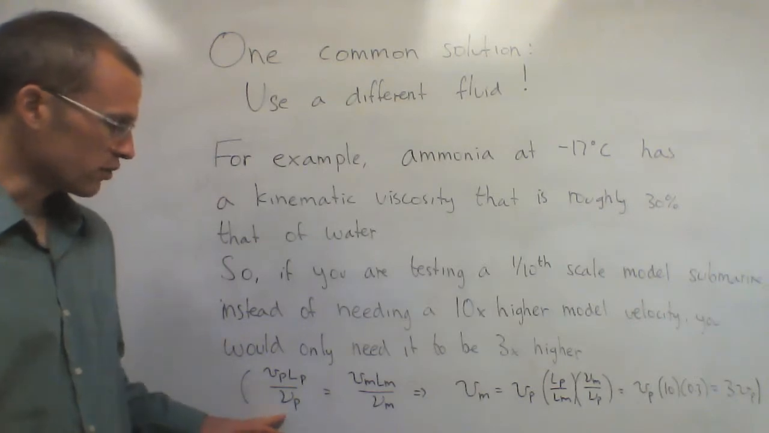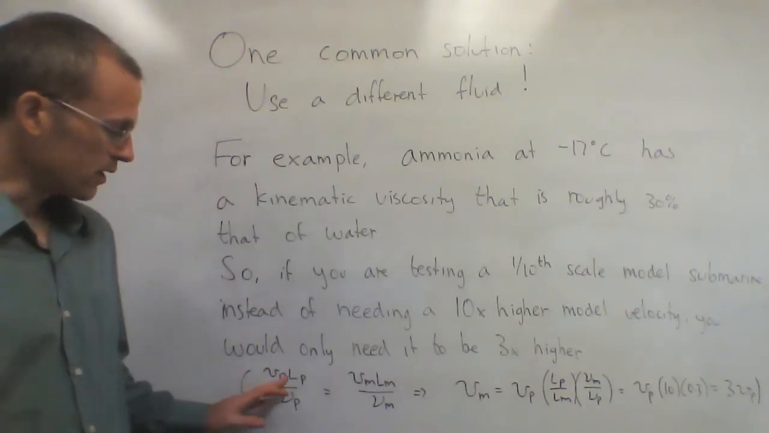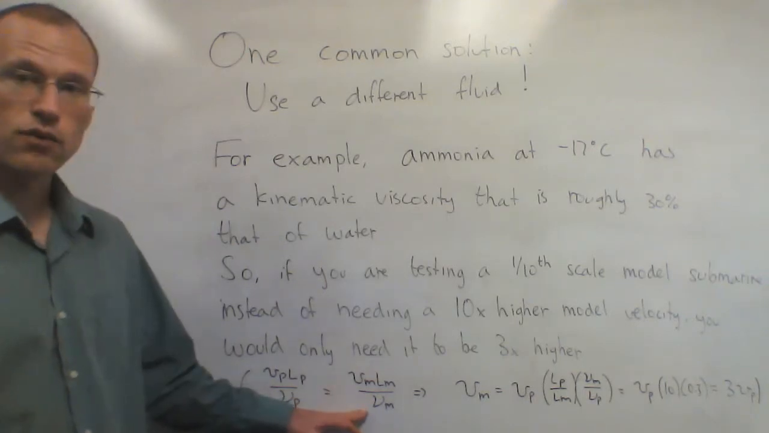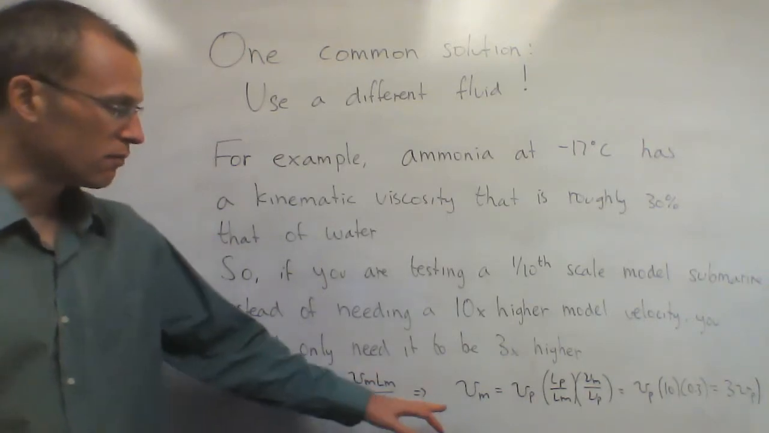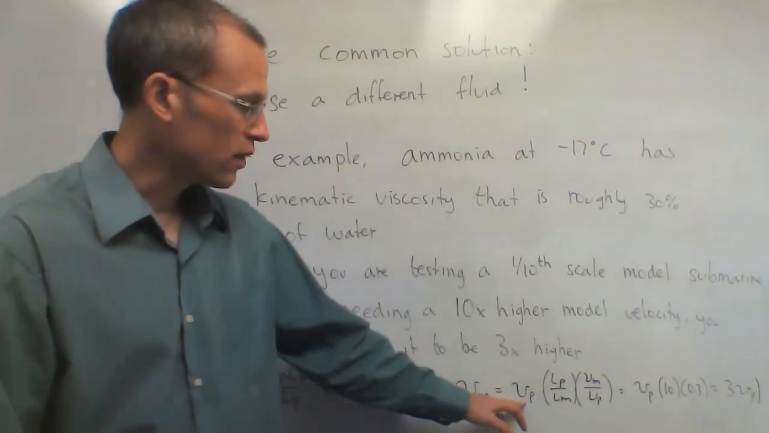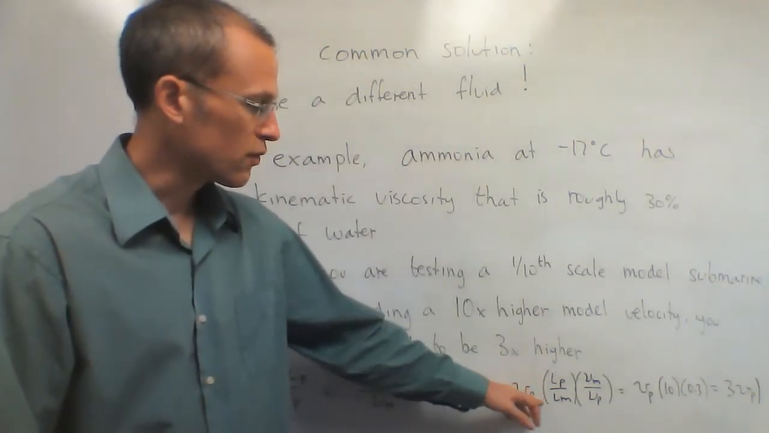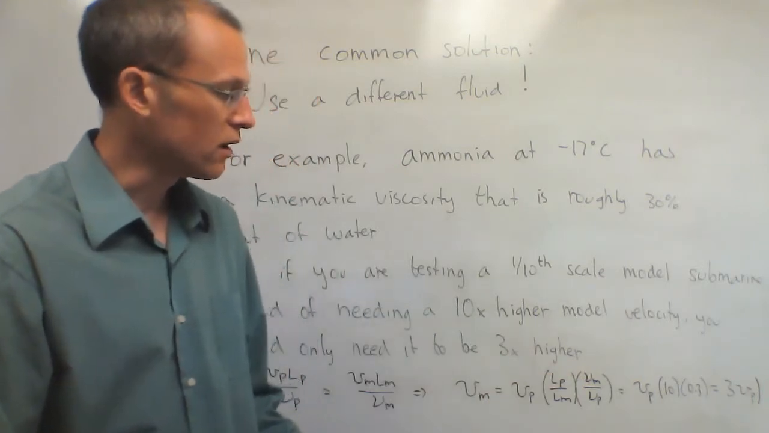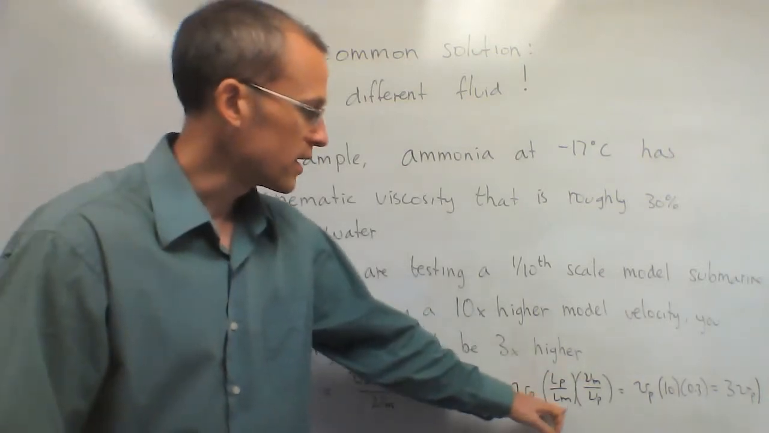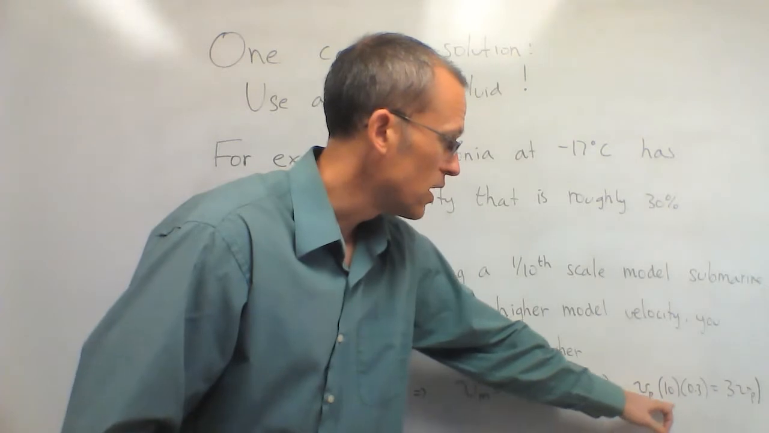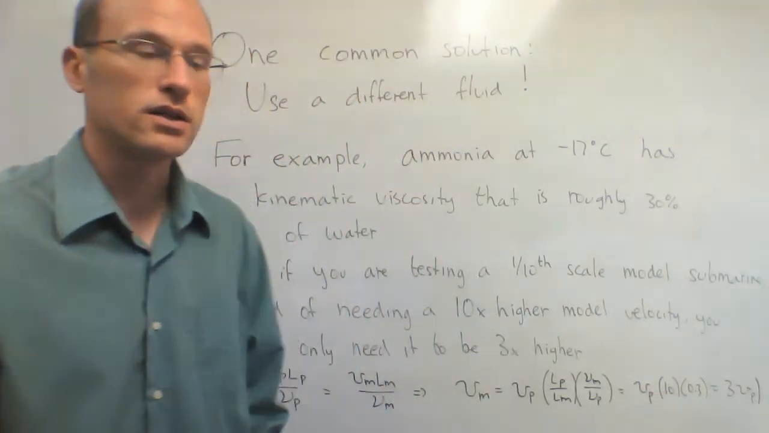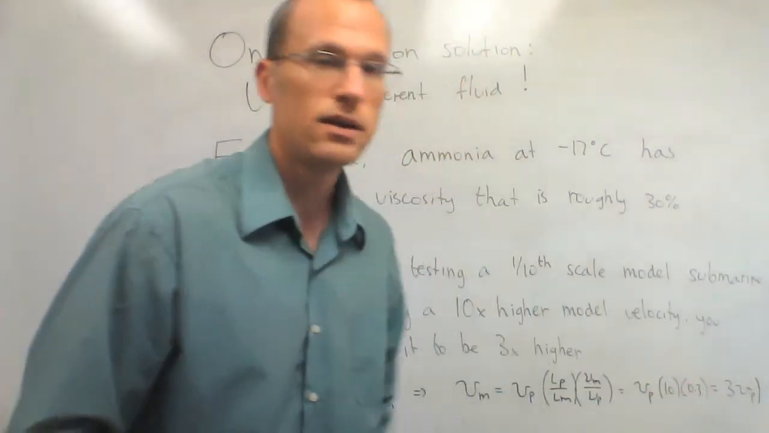So again, Reynolds number for my prototype, velocity times length over kinematic viscosity, equals that same thing for the model. So rearrange that for the model velocity. You have the prototype velocity, times the length of the prototype over length of the model, times kinematic viscosity of the model over kinematic viscosity of the prototype. Again, 1/10 scale model, so this guy ends up being 10 times bigger, but now using a different fluid, only 30% the kinematic viscosity, so that takes the 10 down to 3.